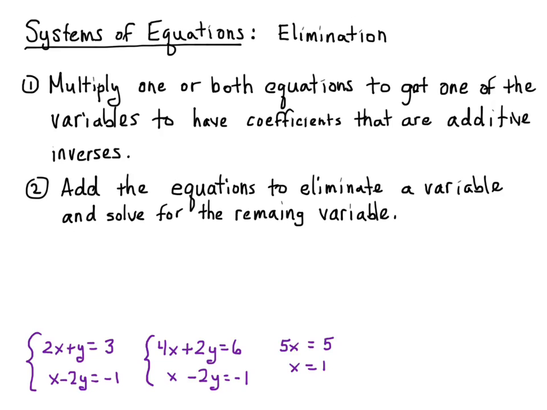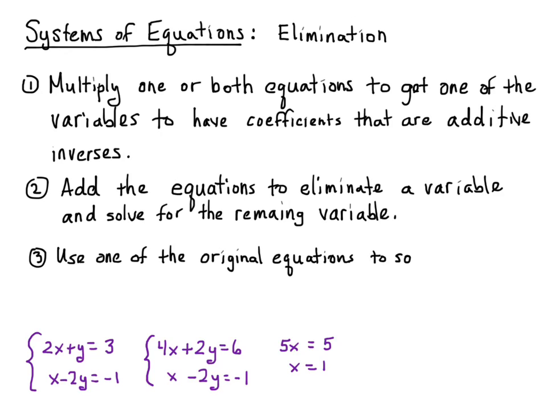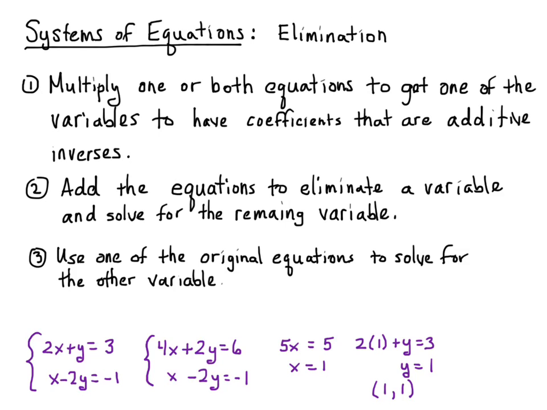Now to get the other variable, the y, I just substitute it back into whatever equation will make my math the easiest. So let me write that out: one of the original equations to solve for the other variable. I'm going to choose that first one. If my first equation says 2x plus y equals 3, I already know what x is, so I have 2 times 1 plus y equals 3, and so I have 2 plus y equals 3. Subtract 2 from both sides to get y equals 1.